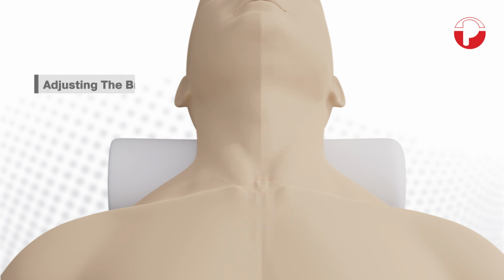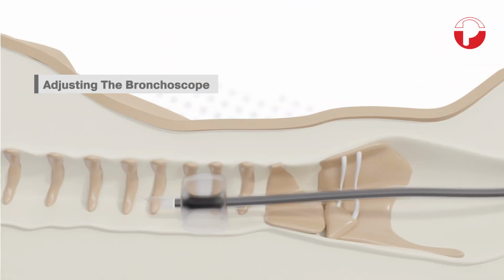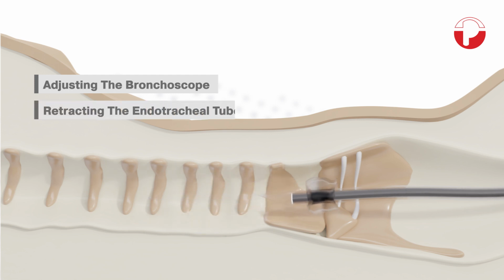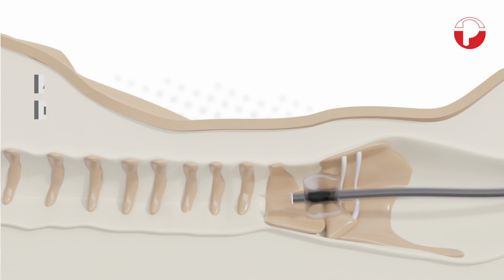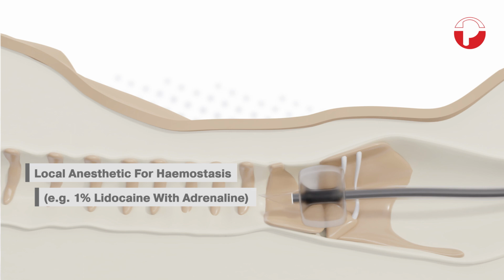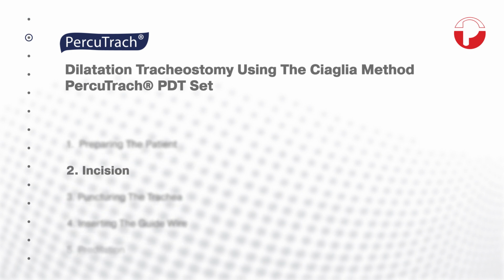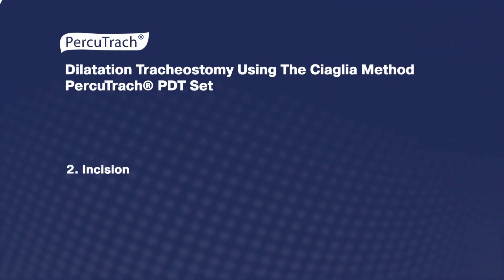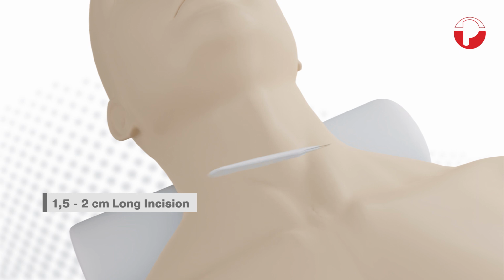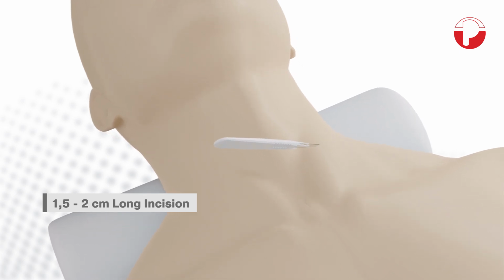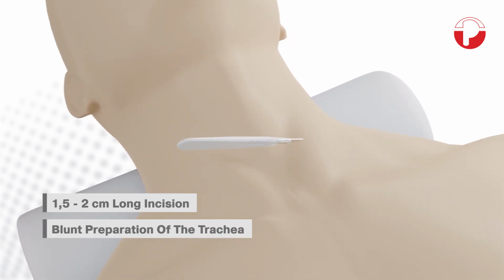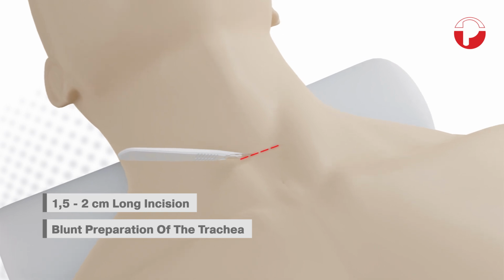Now the bronchoscope must be adjusted to prevent the cuff from being pierced in the process. The completely deflated endotracheal tube is pulled until just below the vocal cord level. Here it is reinflated again. For hemostasis, a local anesthetic should be injected. Now a 1.5 to 2 centimeter long incision is made in the tracheal gap, and a blunt preparation of the trachea is performed.